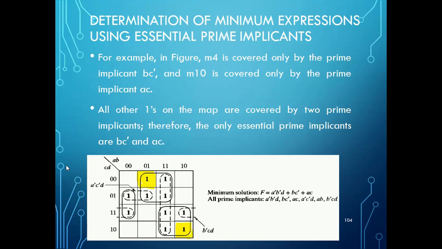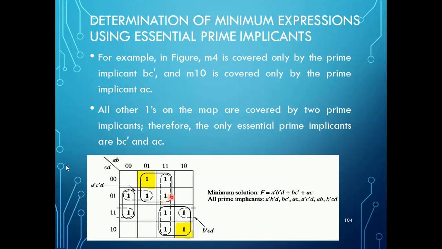This is covered by the prime implicant, is it? So you have a prime implicant here. This min term is covered by only one single prime implicant. Similarly, this min term, that is M10, is also covered by one single prime implicant. So we conclude that there are two essential prime implicants. All other ones on the map are covered by two prime implicants. Therefore, the only essential prime implicants are B C bar and AC.